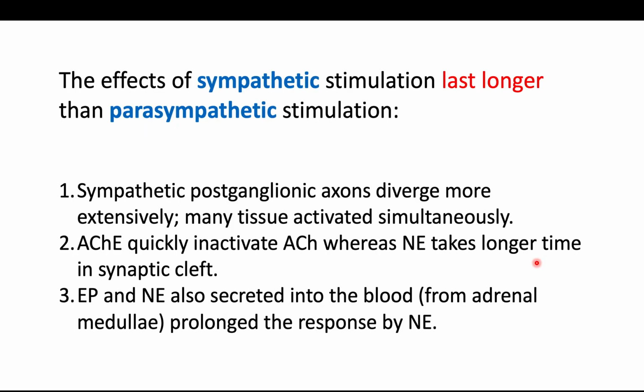Okay, so basically the effect of the sympathetic stimulation lasts longer compared to the parasympathetic activity. So why does the sympathetic activity last longer? The first one, because the sympathetic postganglionic axon diverges more extensively. So it means that the outlet is more extensive compared to the parasympathetic. Okay, and they can innervate many tissues simultaneously, right?